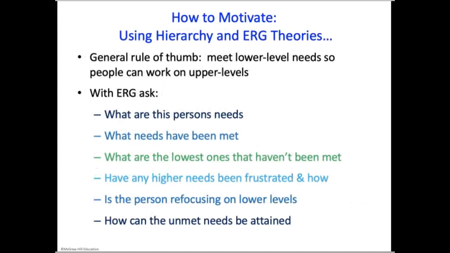How to motivate using hierarchy and ERG theories. The general rule of thumb is to meet lower level needs so that people can work on upper levels. With ERG, we ask, what are this person's needs? What needs have been met? What are the lowest ones that haven't been met? Have any higher needs been frustrated, and how? Is the person refocusing on lower levels? And how can unmet needs be attained?